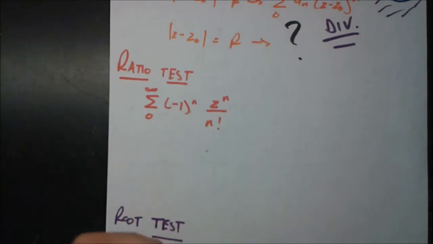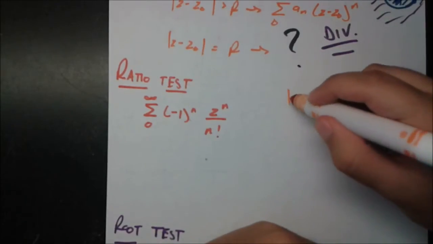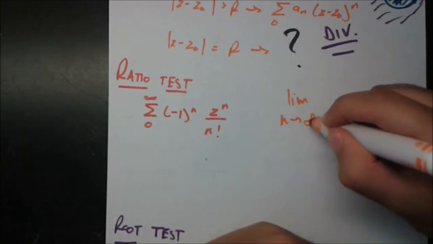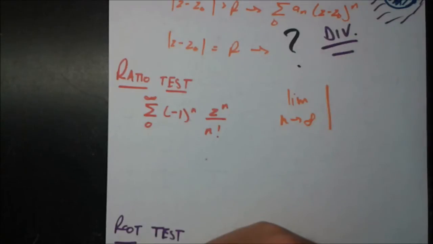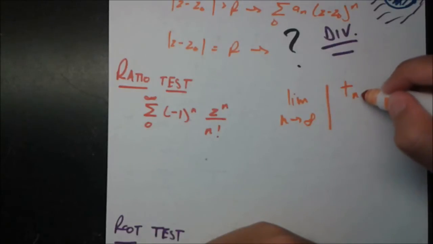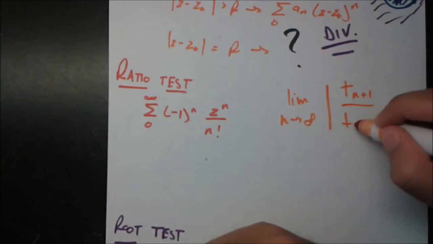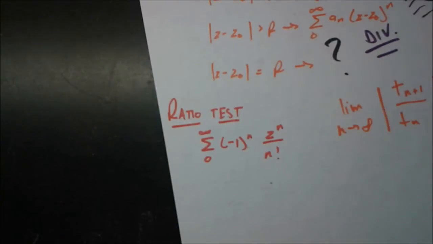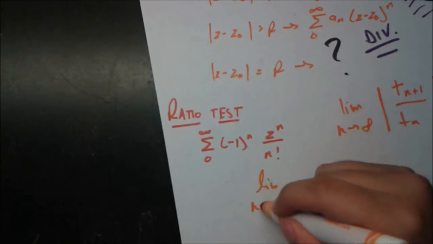And we want to find out, furthermore, what is the radius of convergence. So the ratio test says that you take the limit as n approaches infinity of the absolute value or modulus of the term n plus 1 over the term n. So we're going to do exactly that. We're going to do the limit as n approaches infinity.